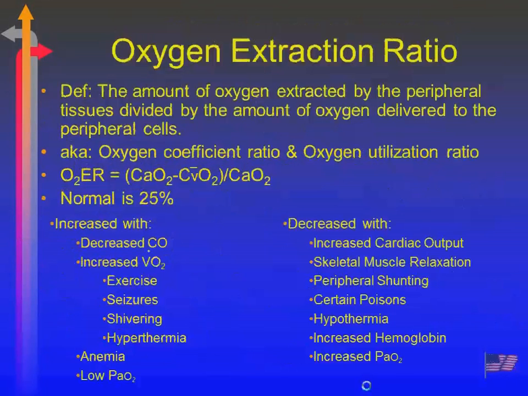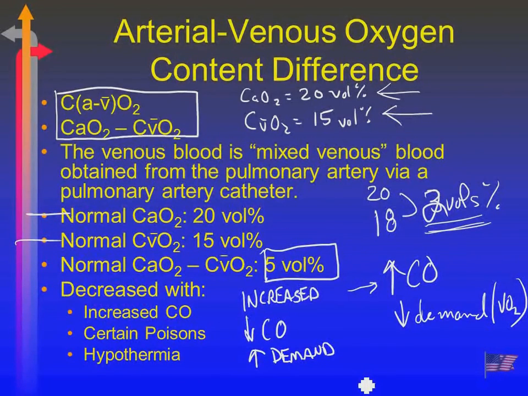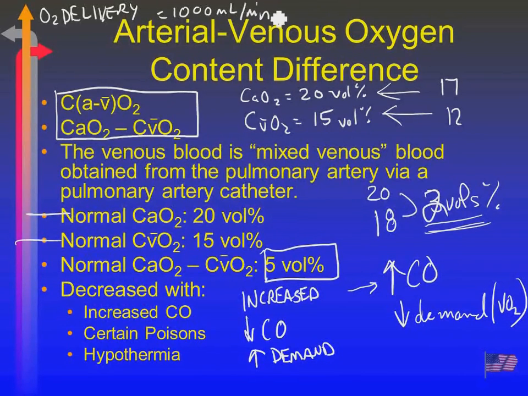Go ahead. What if the supply isn't normal? What if you start out with, what if it's low? Let's say I had an oxygen content of 17. You should still see 12 coming back. Great question. We said the O2 delivery was 1,000 milliliters per minute. If you go back and look at that, 20 times 5 times 10, it's 1,000. Okay?